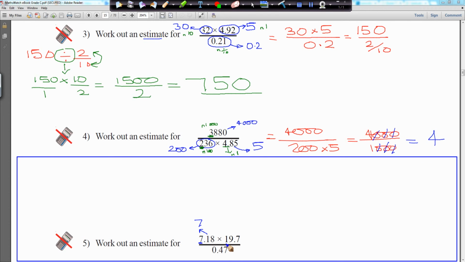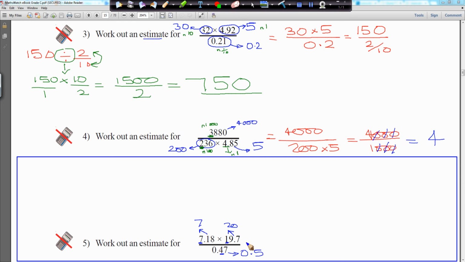19.7, the highest place value is, that's our tens. So we're going to round this one to the nearest 10. So 19.7 to the nearest 10 will give us 20. 0.47, the highest place value is the tenths. Round this to the nearest tenth, which is here. Look at this number, because it's 5 or more, we add 1. That gives us 0.5.